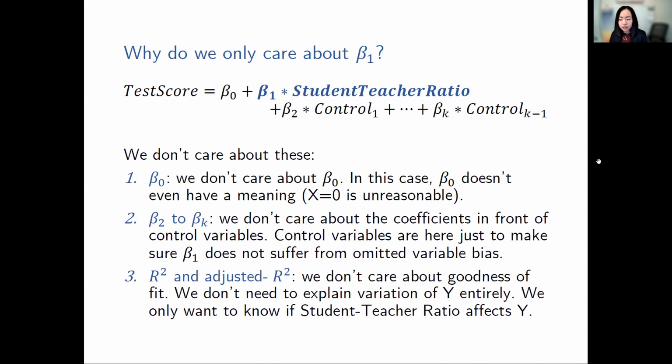We don't really need to explain variation of y to the greatest extent, because as long as the unexplained part does not correlate with our x, then that's fine, right? Remember omitted variable bias, right? Omitted variables affect y and at the same time correlate with our x1. If they do not, then they're fine. Okay. They still determine y, but if they do not correlate with x1, then we are fine leaving them out, which means that we are fine having a low R squared.